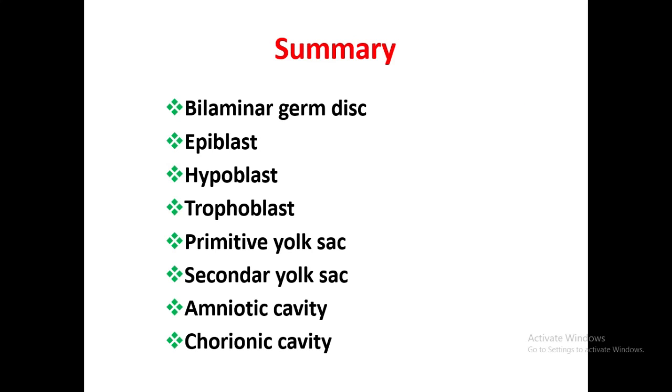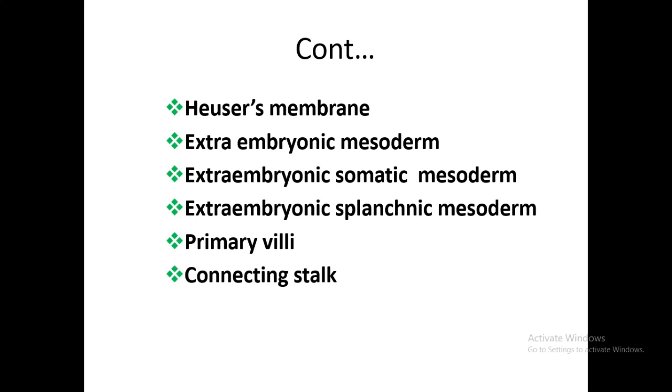If we summarize the topics, we have bilaminar germ disc formation, epiblast, hypoblast, trophoblast, primitive yolk sac, secondary yolk sac, amniotic cavity, chorionic cavity, Heuser's membrane, extraembryonic mesoderm, extraembryonic somatopleuric mesoderm and splanchnopleuric mesoderm, primary villi, and connecting stalk. So all these structures are formed or developed during the second week of development.